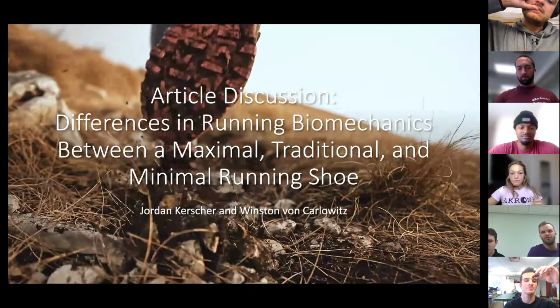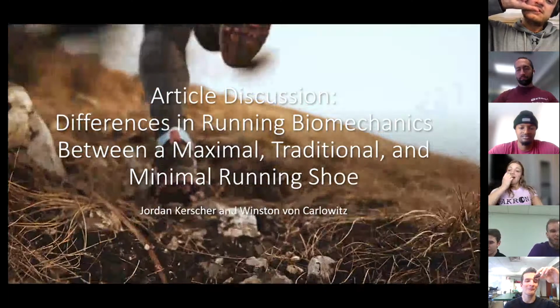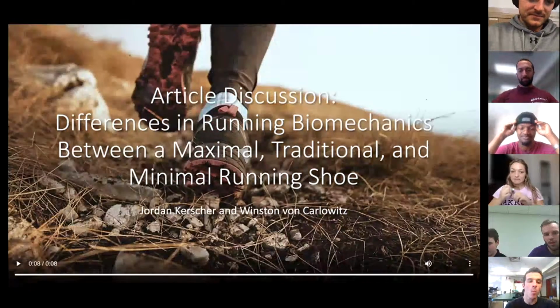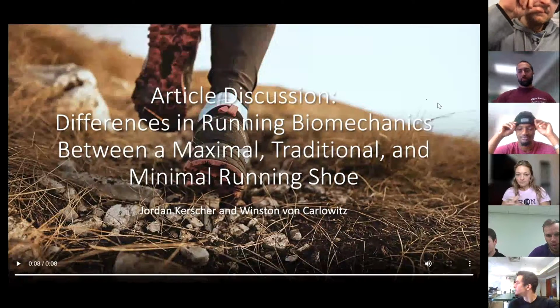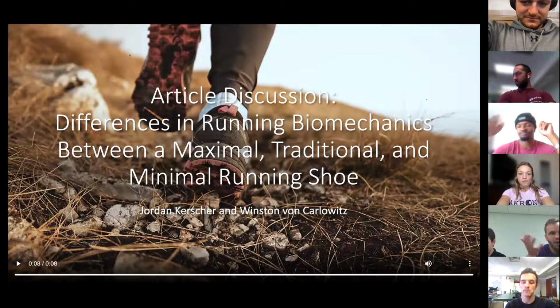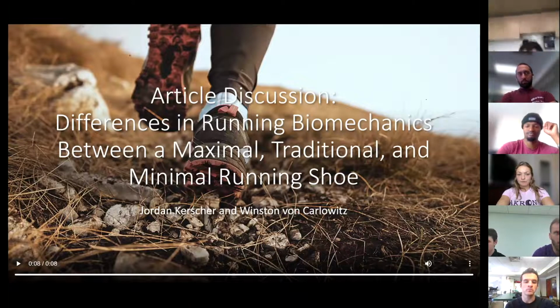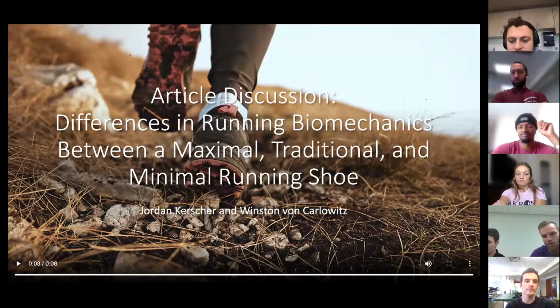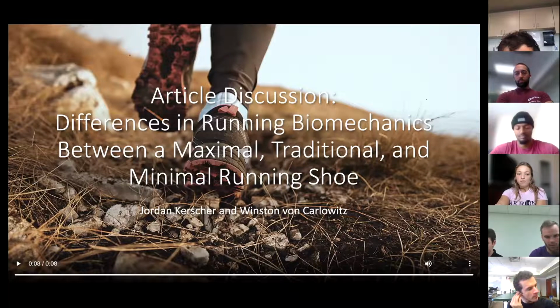Kind of a cool little title slide there. Anyway, so Jordan and I did our discussion on the differences in running biomechanics between maximal, traditional, and minimal running shoe. Throughout class, we've kind of learned that you'd expect someone with a minimal shoe to run with more of a mid-strike pattern, and how it kind of discourages overstriding, whereas maximal shoes, you would think intuitively leads to more of an overstriding mechanics. But this article kind of looked into exactly that.